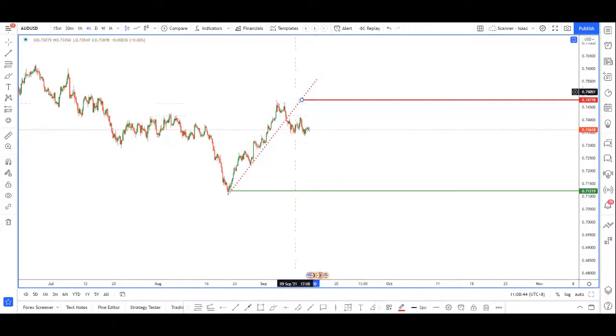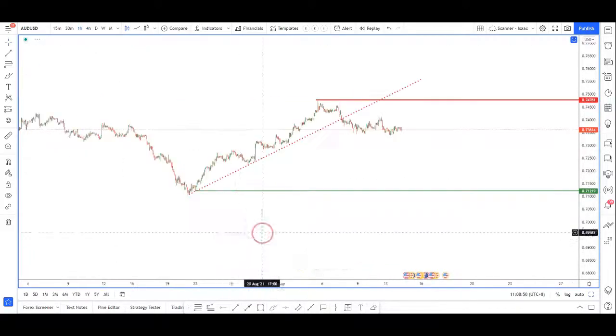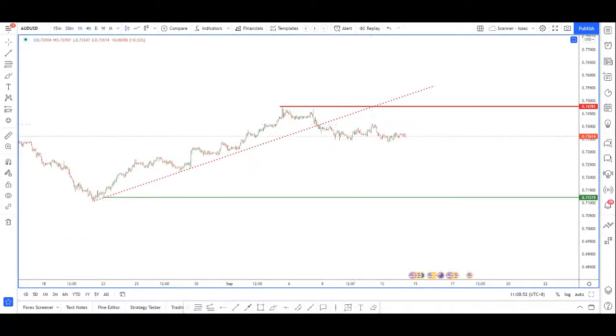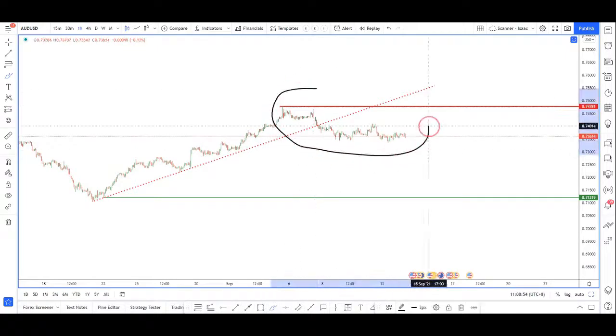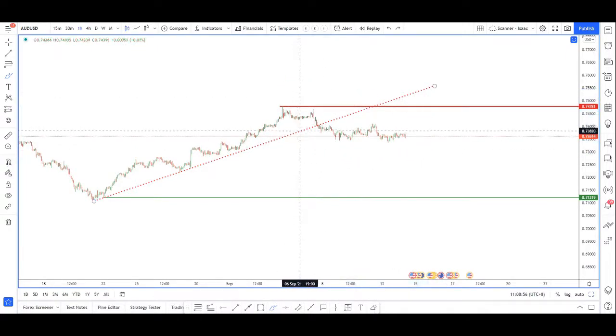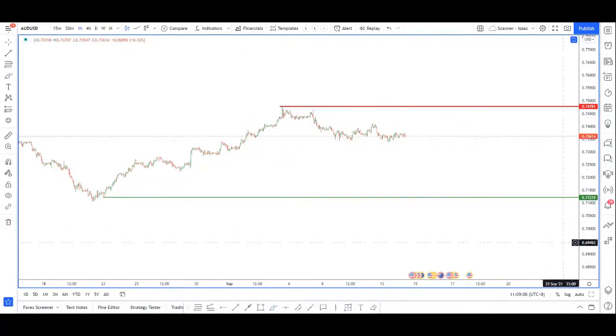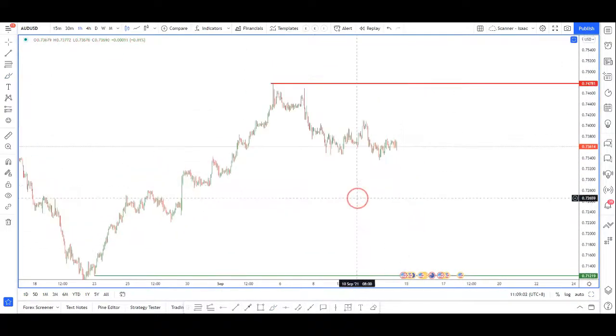So I'm just going to tidy this up over here, connect it to this level here. Long-term support over here. Let's go down to the 1 hour. Now on the 1 hour, I just want to focus really on this area, knowing that we've broken below the trend line support. So now we're just going to focus on this structure right here.